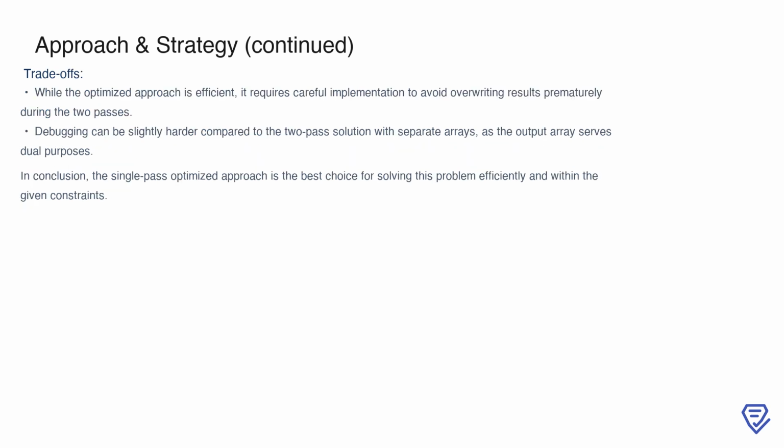With any optimization, there are trade-offs to consider. While the single-pass solution is highly efficient, it does require careful handling to ensure that intermediate values in the output array are not overwritten prematurely during the second pass. This can make debugging slightly more challenging compared to the two-pass method with separate left and right arrays, as those approaches keep computations logically distinct. However, the benefits of reduced space usage and improved efficiency outweigh these minor complexities.